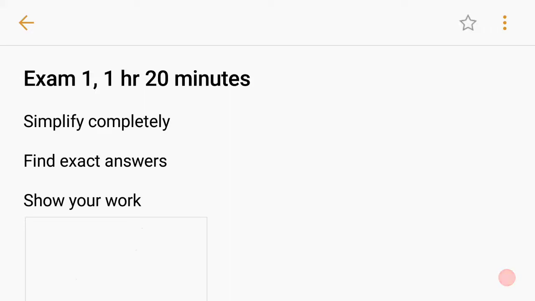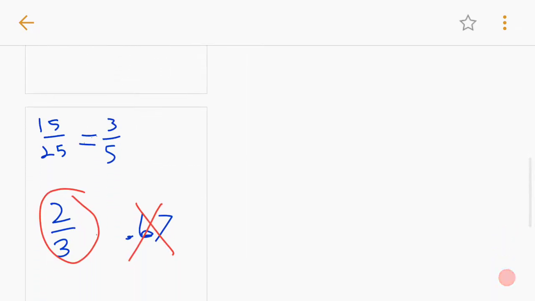So we're going to have an exam 1 on Friday. It's 1 hour and 20 minutes long. The directions for this exam and exam 2 will say simplify completely, find exact answers, and show your work. If you have the correct answer but do not have work showing how you arrived at that answer, you may not receive full credit.